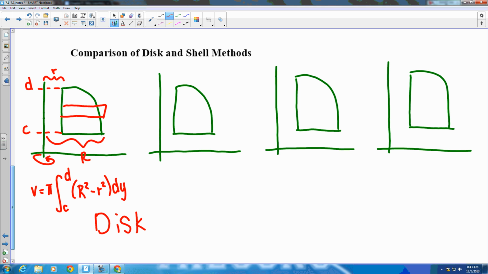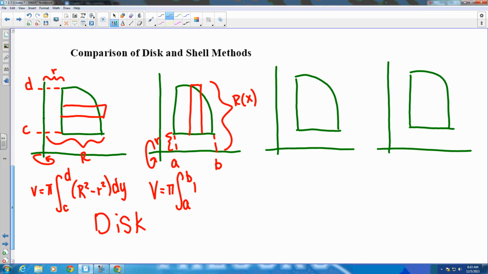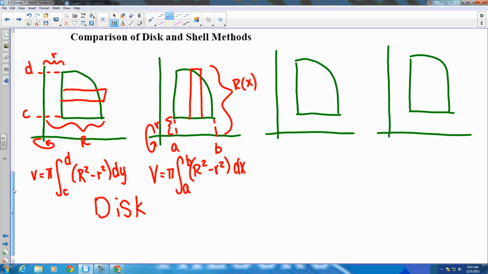And if I was revolving around the x-axis, I would have from A to B a capital R squared and a little r. So our volume in this case is pi times the integral from A to B of capital R squared minus little r squared dx. So something to mention about the disk method, I think I mentioned this a couple times already, but the rectangle that you draw is always going to be perpendicular to your axis of revolution.